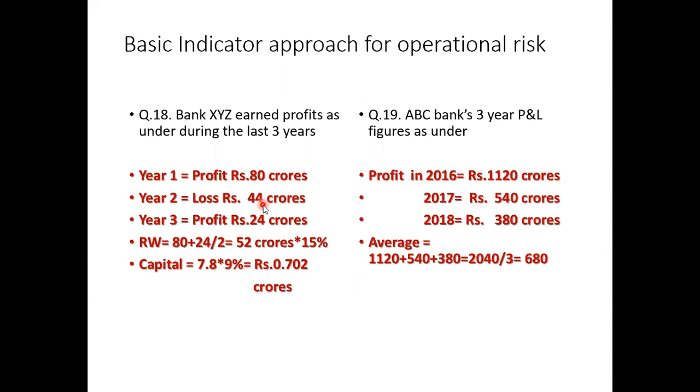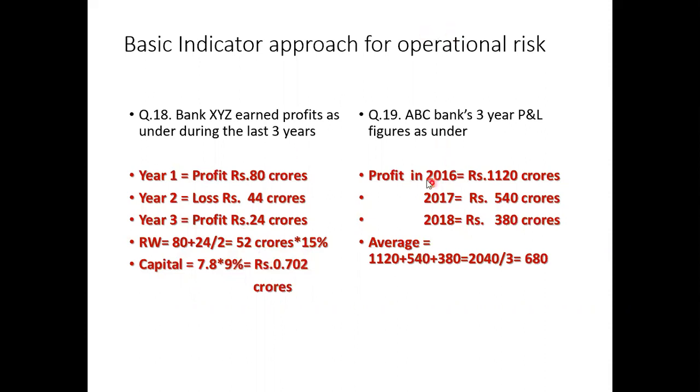I think next slide I will show you. There are 8 segments of business for the bank. For each segment of business, the risk weight is different. Okay, corporate. Next question. So here, capital needed for operational risk alone: 52 crores, 15% risk weight is 7.8. This is the risk weight. Then 9% capital. This much capital is needed for operational risk.